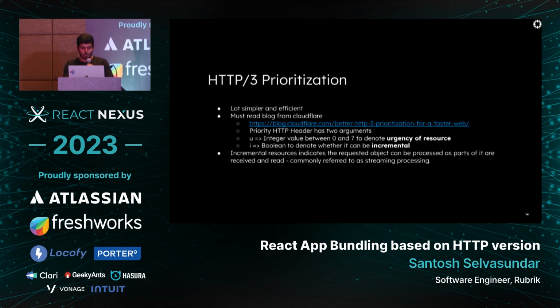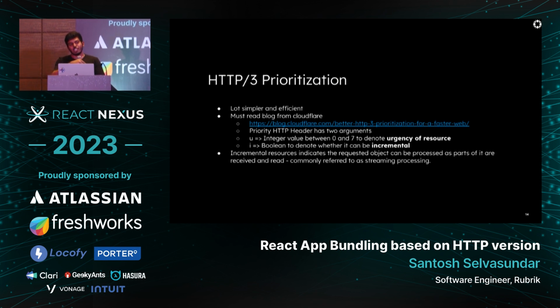And HTTP 3 prioritization just has two values. One is urgency and the other is incremental, whether it is incremental or not. It is an HTTP header. You don't have control of anything else. The browser will take care of this, but it is very simple. Instead of having 0 to 255, which is there in HTTP 2, it has just 0 to 7. And incremental means whether it can be streamed or not, whether you can get a chunk of the stream and then complete your work.